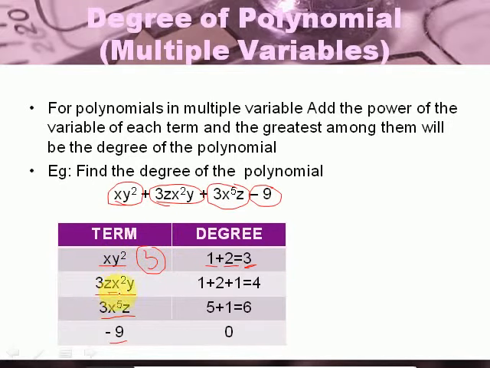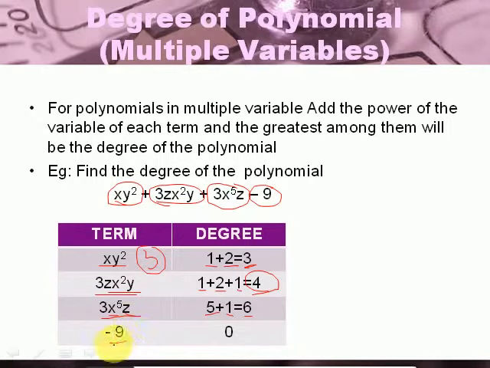Now here we have three variables. Z, what is the power of z? It is 1. What is the power of x? It is 2. What is the power of y? It is 1. So the power of this term is 1 plus 2 plus 1, that is 4. Fine. Here we have again two different variables, that is x and z. What is the power of x? It is 5. What is the power of z? It is 1. Now add these both powers and you get 6.